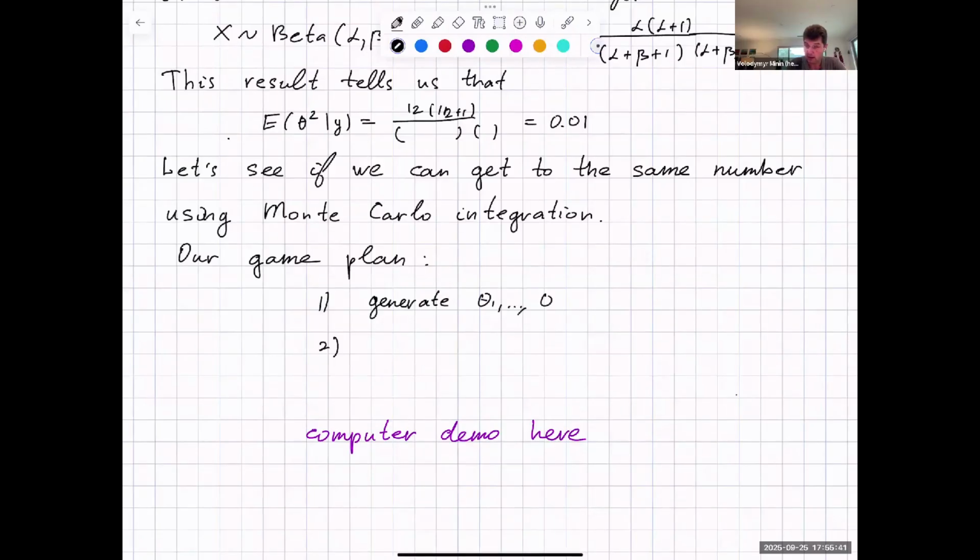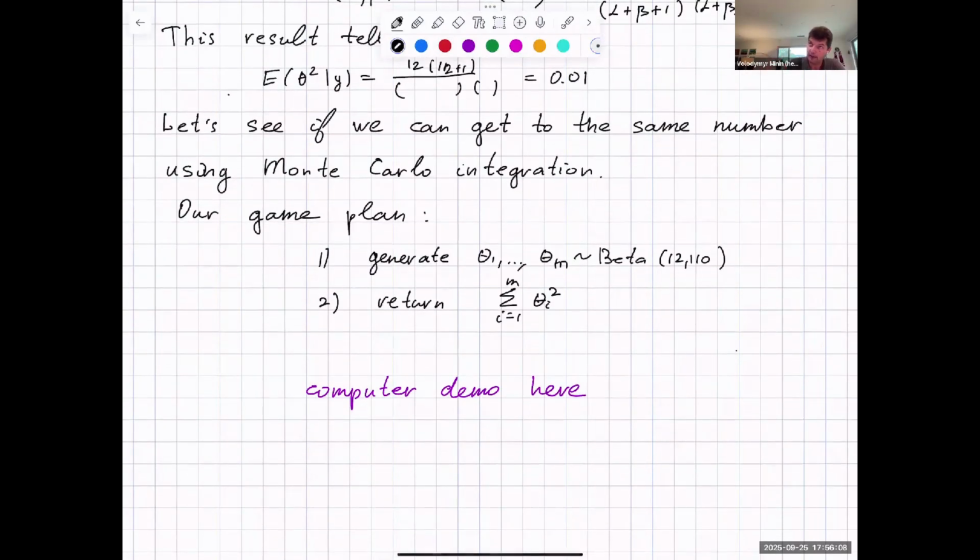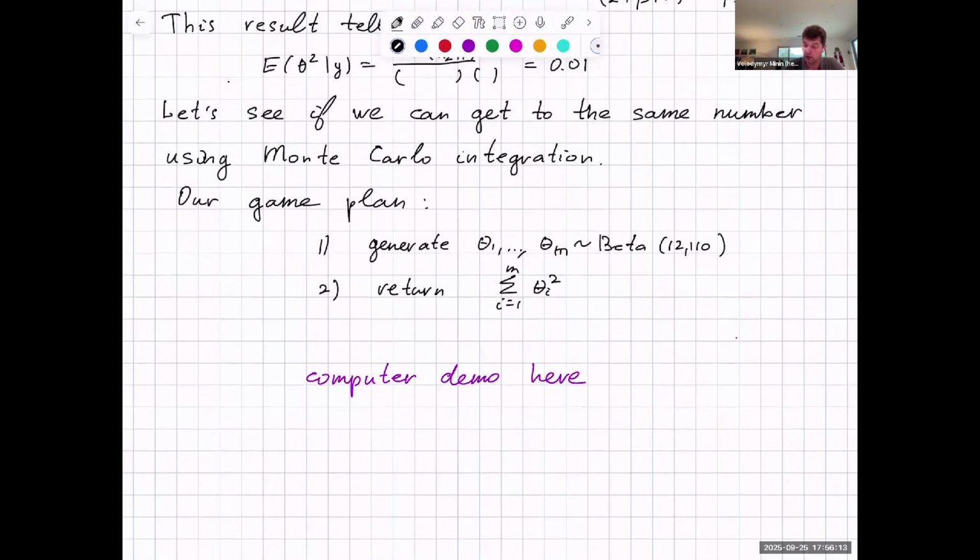random samples theta 1 through theta n from a beta distribution. And then return, and in this case, I'm going to square them because I'm interested in the second moment, not in the first moment. I'm going to draw m samples. Because we're already using n in this example, n is the sample size for the data. M is the sample size for the number of Monte Carlo iterations, Monte Carlo samples. And that should be approximately equal to my posterior expectation.